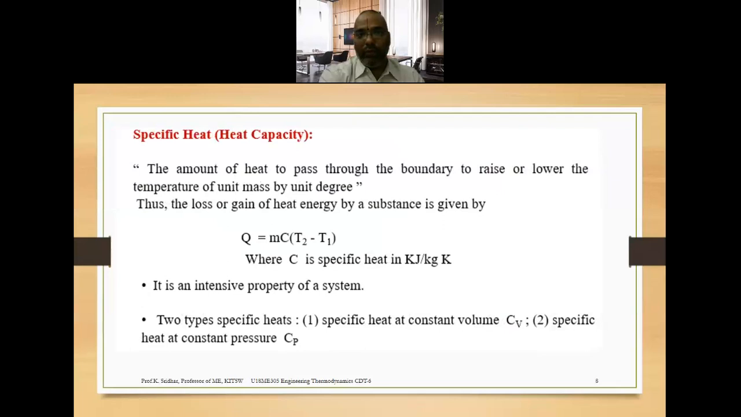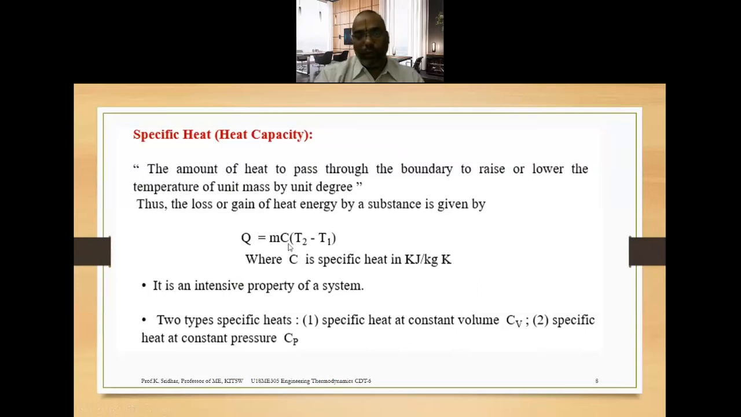Similarly, how can we define the specific heat, at constant pressure and at constant volume? Specific heat is defined as the amount of heat passing through the boundary to raise or lower the temperature of unit mass by one degree. You know that the sensible heat transfer formula is Q equals m C into (T2 minus T1), where C is the specific heat. Here we have two different types of specific heats: the specific heat at constant pressure, Cp, and the specific heat at constant volume, Cv.